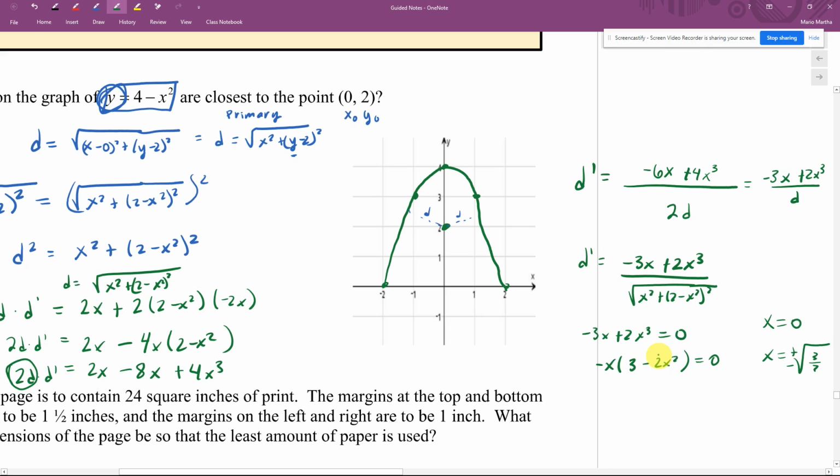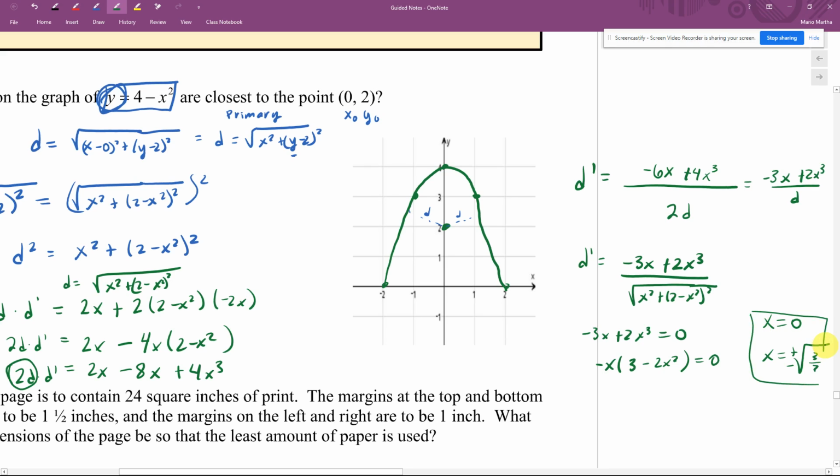And then we also want to look to see where d prime is undefined. Now, there are no x values in here that are going to make this undefined, even if this is 0, because it's always going to be positive. So therefore, we have no problems here, no imaginary or complex roots. So we're good. So we're just going to focus on these values.